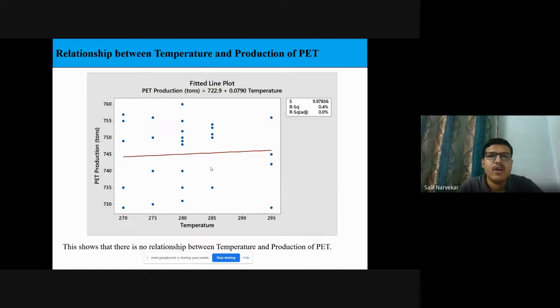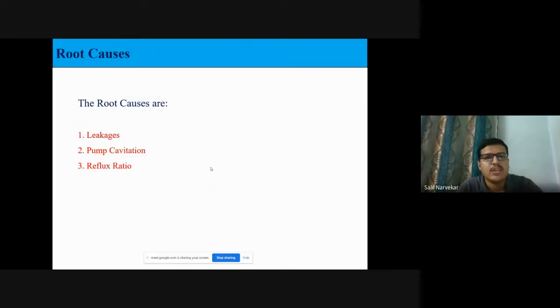So basically, for all of this analysis which was done here, dummy data has been used, and chemical engineering aspects have not been clearly thought through. We just took some data and put it here. So the root causes were leakages, pump cavitation, and reflux ratio. Basically, first we identified the vital few causes based on the Pareto analysis, and now based on this hypothesis testing, we identified the root causes.